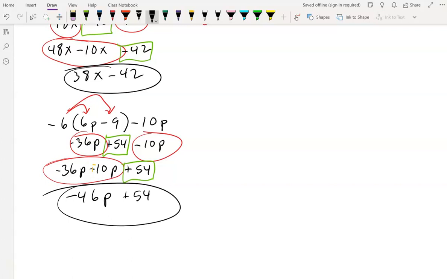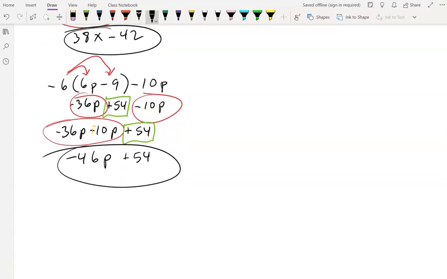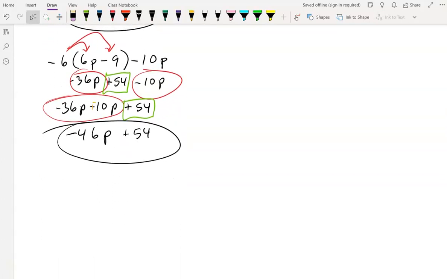Okay, we distribute first and then combine like terms. All right, let's look at one just a little bit more difficult. Slightly higher level of difficulty. Well, maybe. I don't know. Let's see. 9m minus 2 multiplied by 3m minus 1 plus 7. All right. Remember, if you see an opportunity to distribute, you got to do that first.